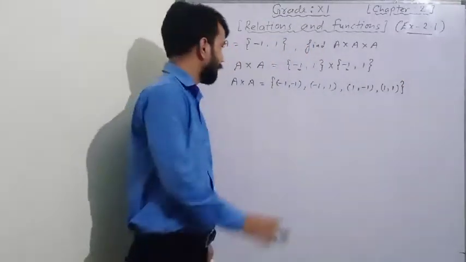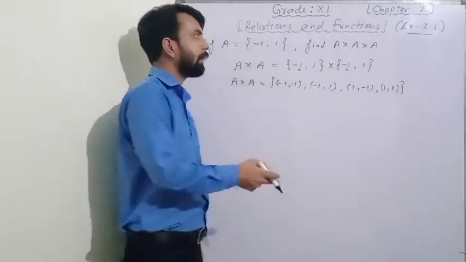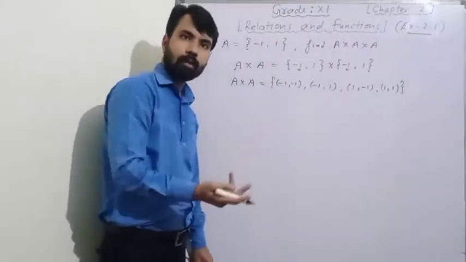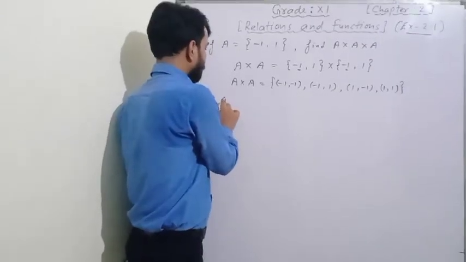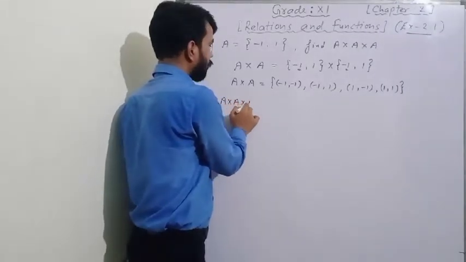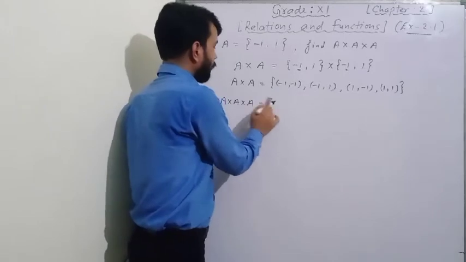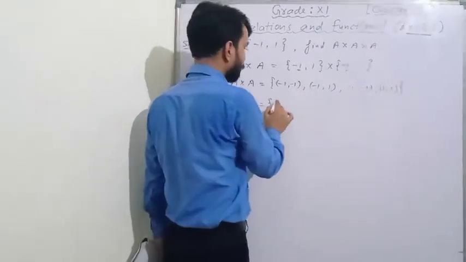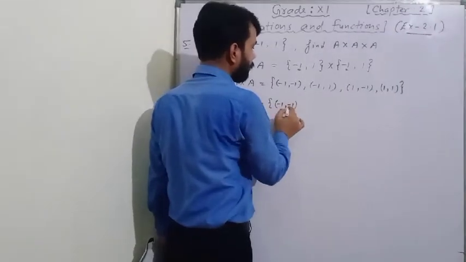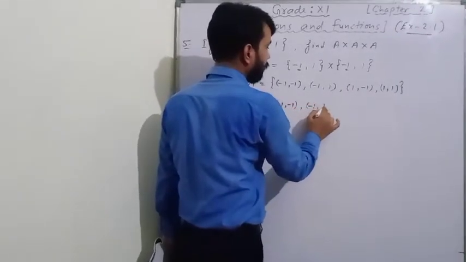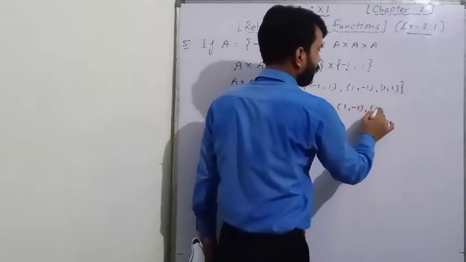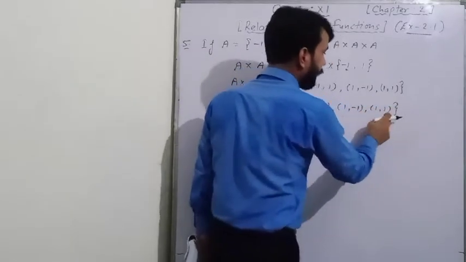Clear? This is A cross A. But we have to find A cross A cross A. So beta, now let's take one more A cross with this. That means A cross A cross A. We have already found A cross A, so note it down: (-1, -1), (-1, 1), (1, -1), (1, 1). This is A cross A.